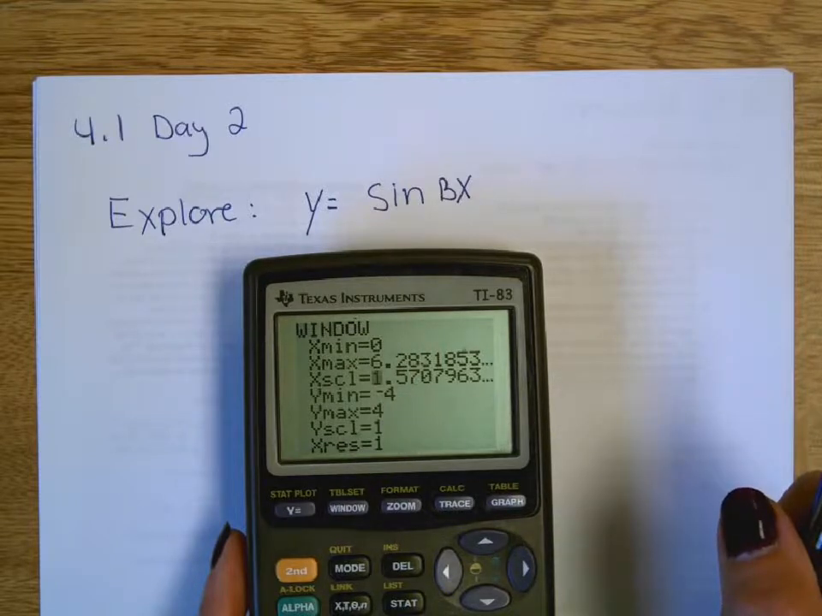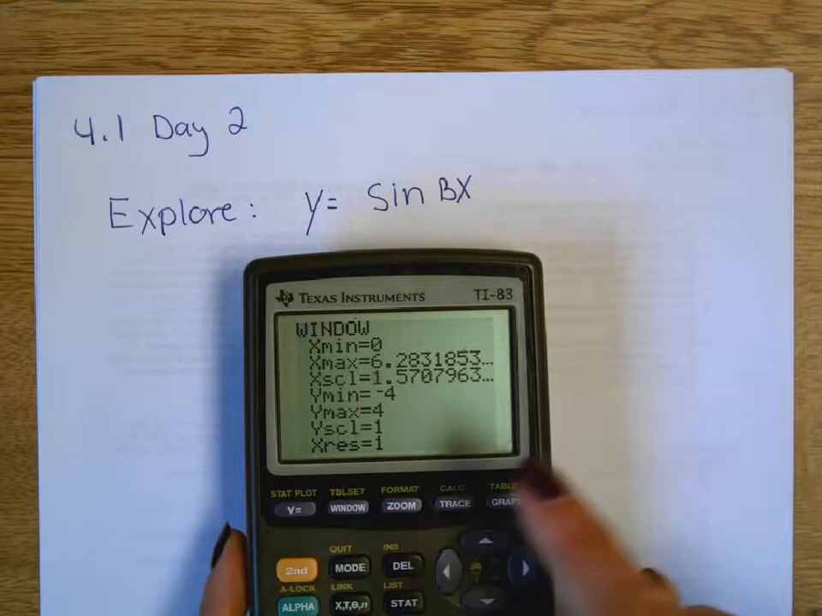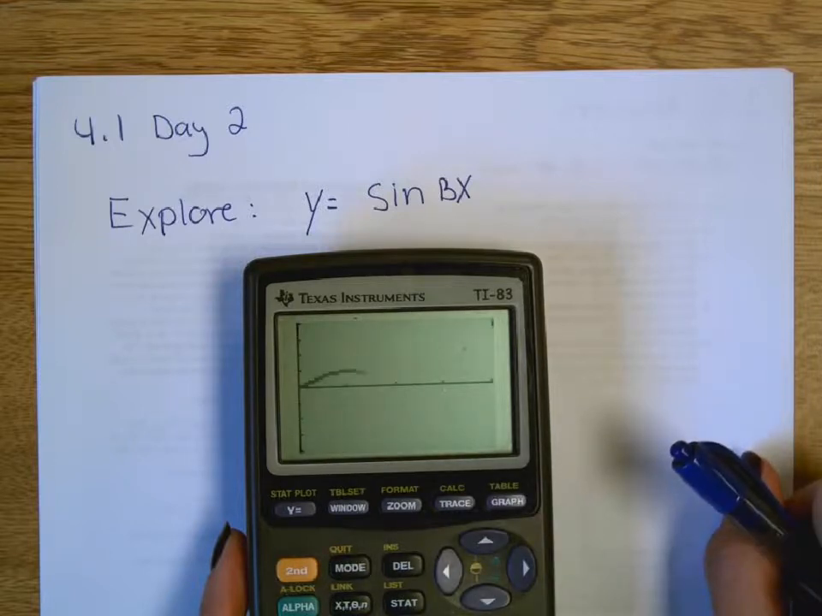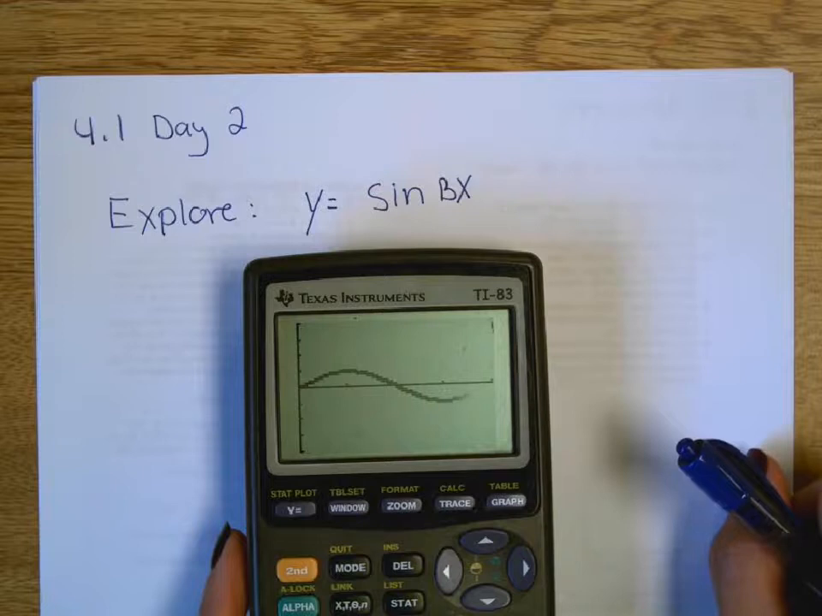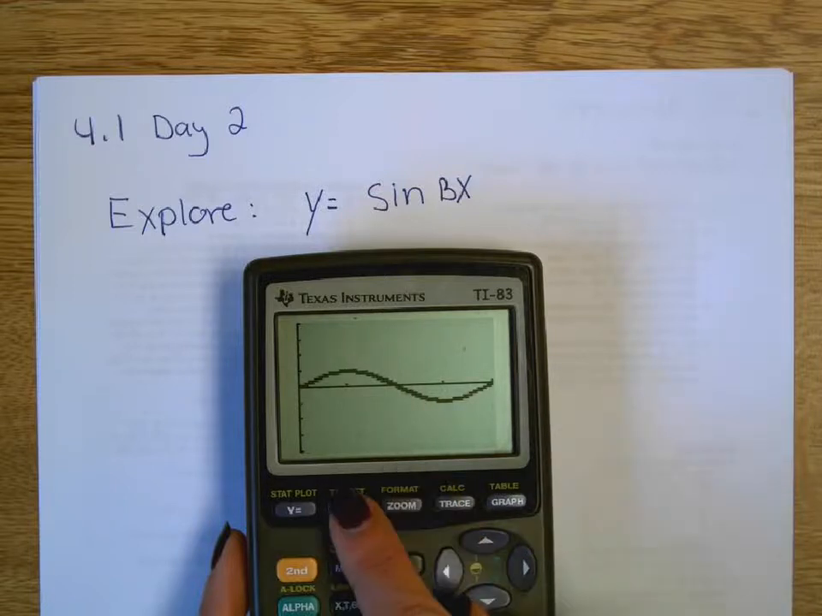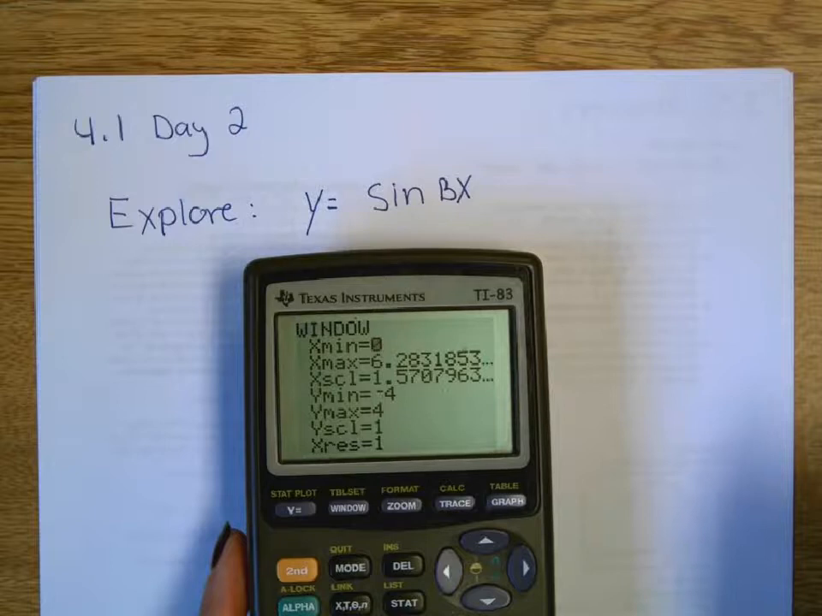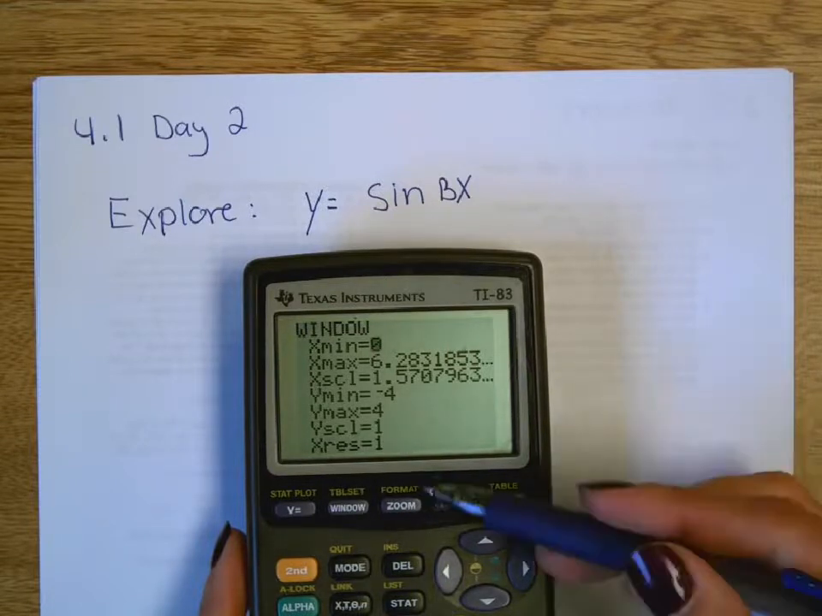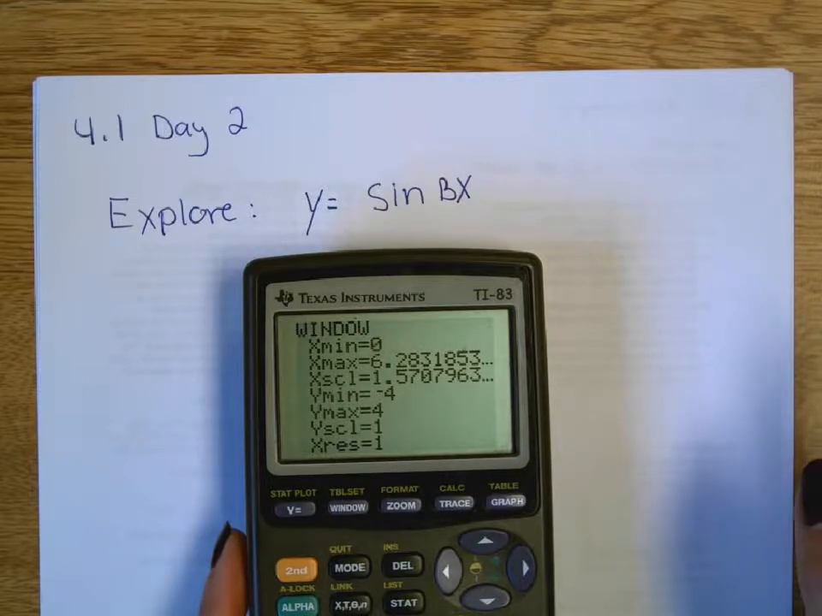How come mine says shade RES? I don't know why that is. It's a newer operating system. How did you get 1.57? It just automatically was there. Oh, I got just 1. That's fine. And now graph. You should see one cycle of sine. Does it look familiar? Don't worry about the shade, res, blah, blah. My res is 1. Yours is something else.